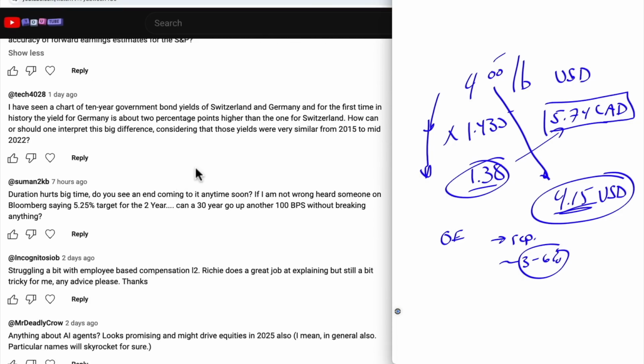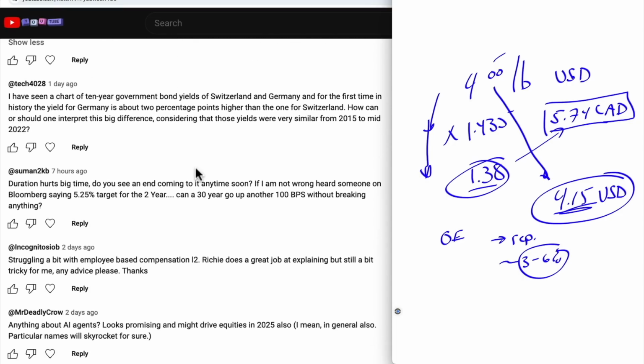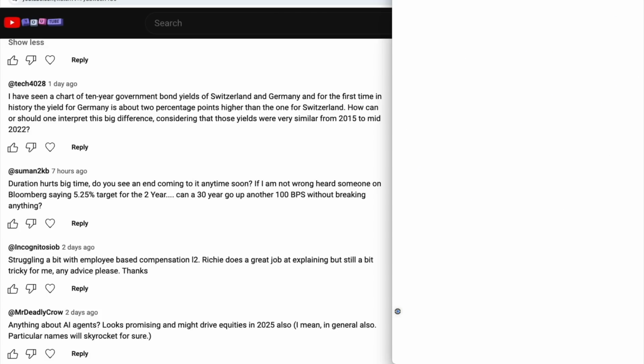I've seen a chart of 10-year government bond yields of Switzerland and Germany, and for the first time in history, the yield for Germany is about 2 percentage points higher than the one for Switzerland. That is what deflation will do. Wall Street Journal had a story this morning in today's issue talking about the Swiss National Bank and probably more rate cuts to come because deflation is on the horizon. Deflation, all you can do is run to the zero line as fast as you can. You do not want deflation because that is a spiral.